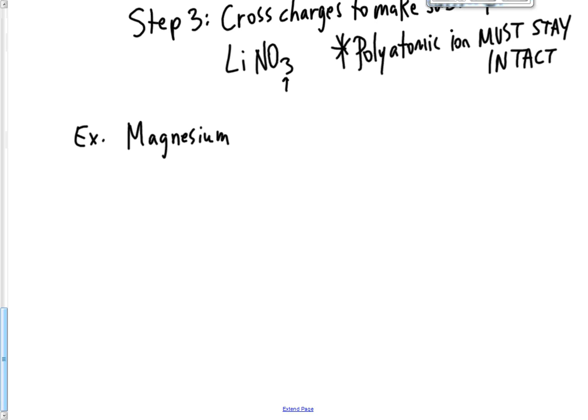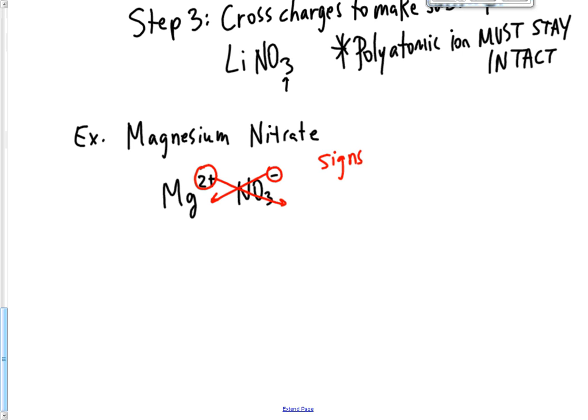Okay, so let's talk magnesium, and then let's use nitrate again. All right, so in this case, we have magnesium, which if you look on the periodic table, is a 2+ charge. Okay, and then nitrate again, NO3 with a -1 charge. All right, now you're going to take these charges, you cross them down just like we did in the last video. All right, and again, the signs don't matter. We are only concerned with the numbers.